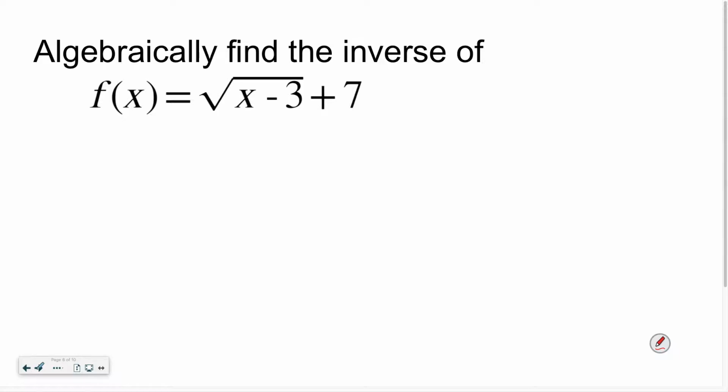Okay, so before we get into the algebra of it, I want you to think about the transformations of that square root function and go ahead and identify the domain and range of our original function together with your partner. What's the domain and range of our original function?